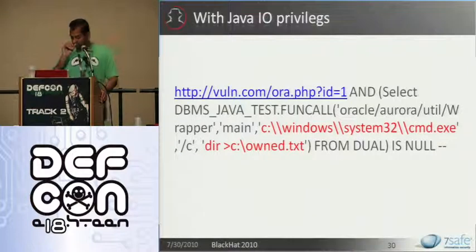So this is how the exploit would look. All you do is call this function, dbms_java_test.funcall, and as an argument, you pass the Oracle class and whatever code you want to execute. The only limitation is that you need Java IO permissions. Without Java IO permissions, you cannot execute this class. You have execute permissions on the function, but you cannot execute that class without Java IO permissions.